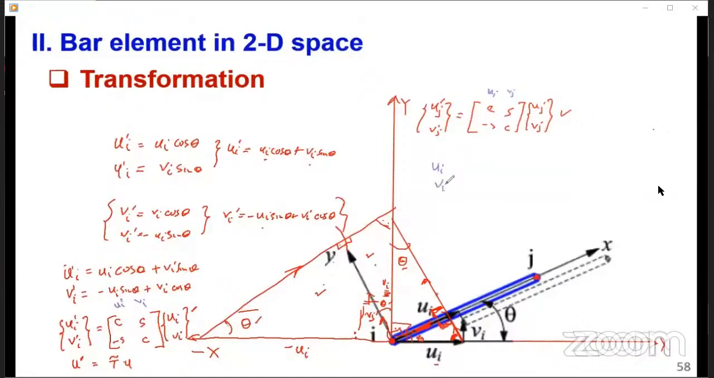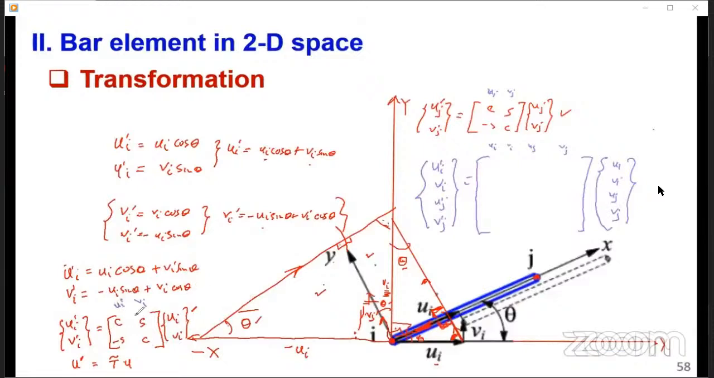Ui prime, vi prime, u prime j, v prime j is equal to a combination of these matrices. You can use superposition. So of course here at the top you have ui, vi, uj, vj. Now we have the displacement vector ui, vi, uj, vj.